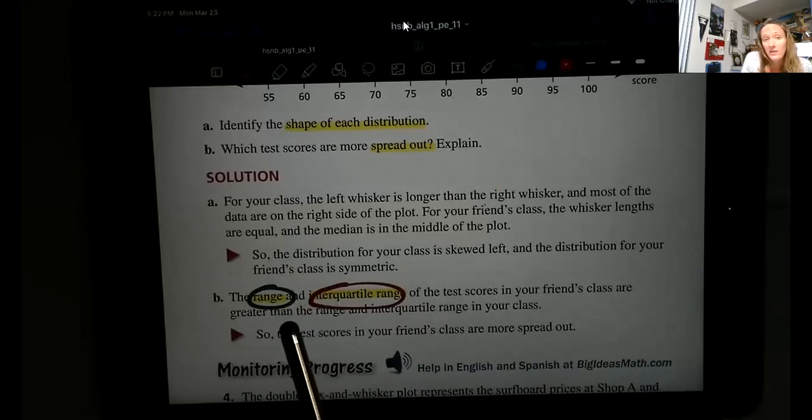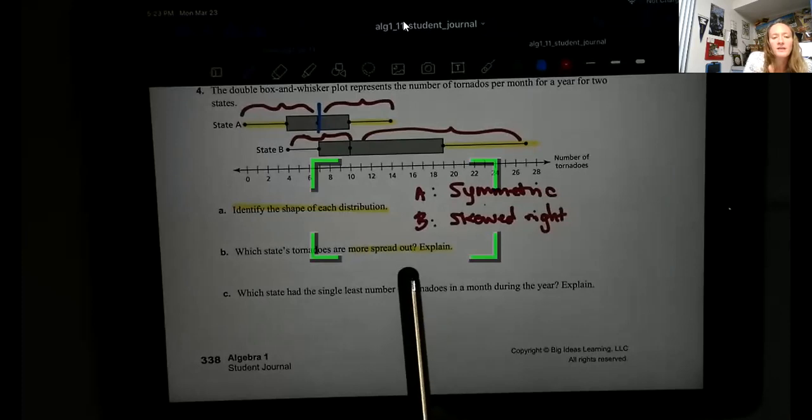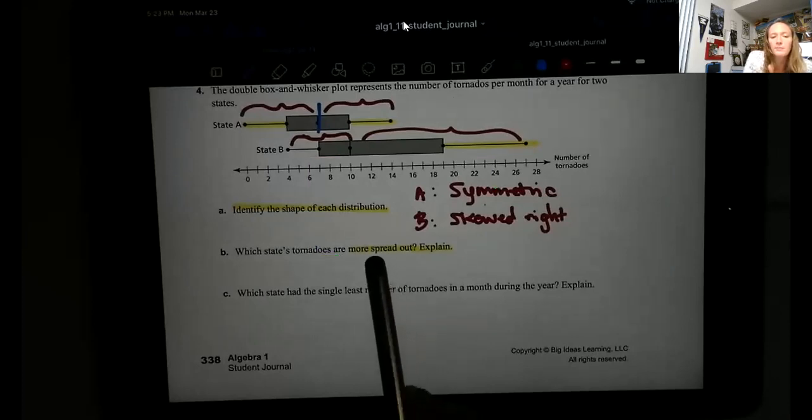Now maybe you could have used or would have used different wordings, but this is how to start implementing and applying that new vocabulary. So the final conclusion is because those two are greater than or longer than the matching ones in your class, then of course the test scores in your Friends class are more spread out. So most of your guts were probably exactly right if you were to answer this without us even looking at that example. Which state's tornadoes are more spread out?